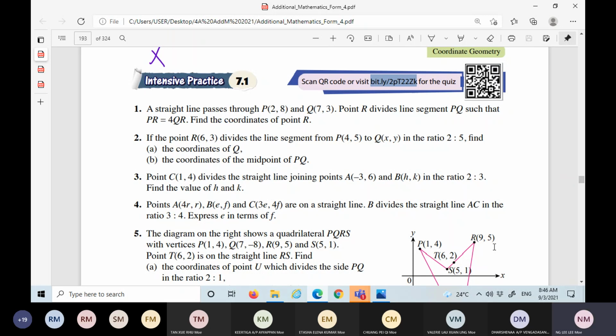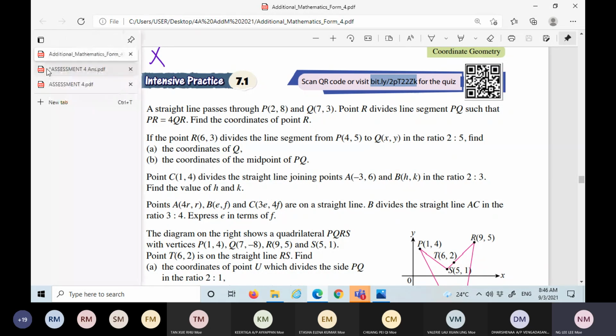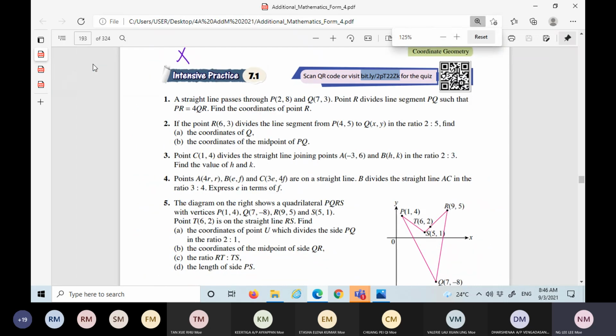Okay, if nothing, we go on. We continue the solution of triangle. This is the textbook. If you have textbook, page 256.